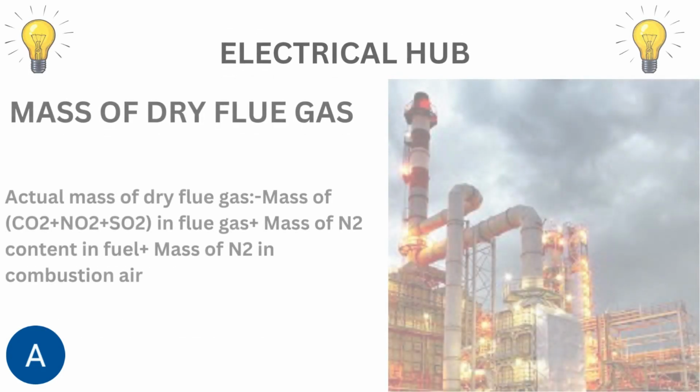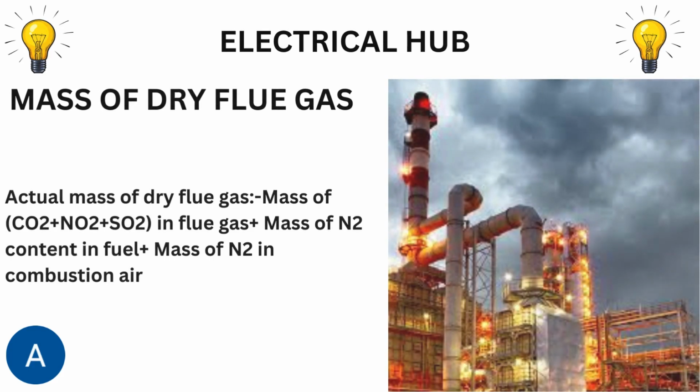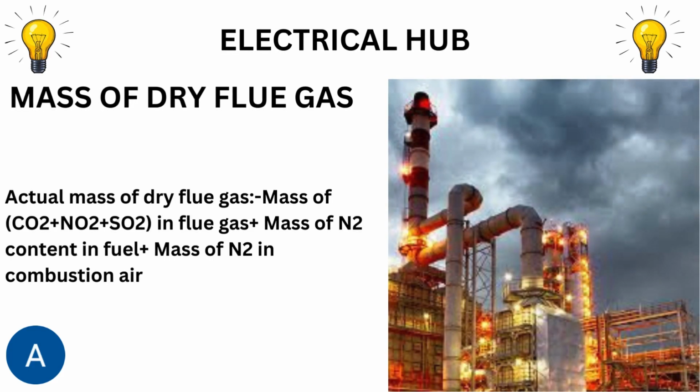Step 3 is the mass of the dry flue gas. The actual mass of the dry flue gas is equal to the mass of CO2 plus NO2 plus SO2 in the flue gas, plus the mass of N2 content in the fuel, plus the mass of N2 in the combustion air. So that is the actual mass of the dry flue gas.